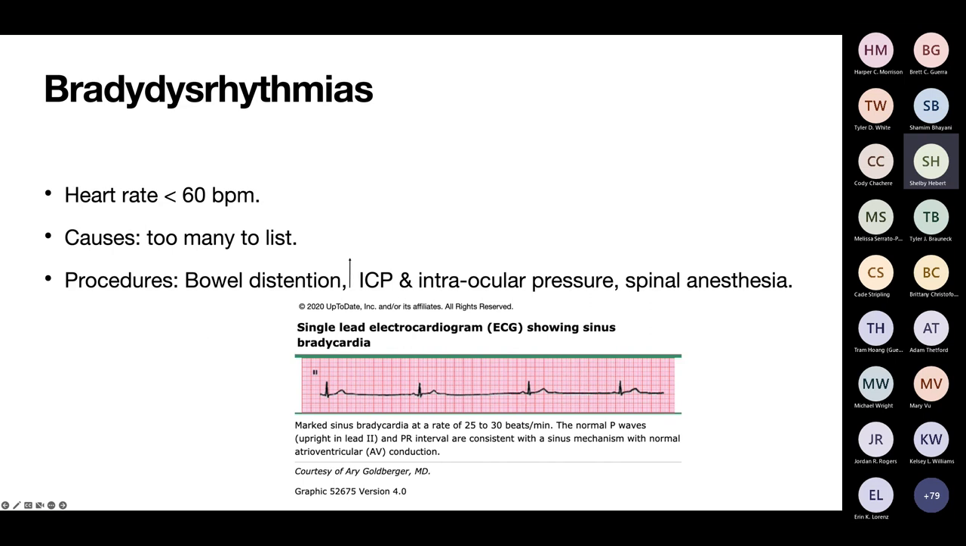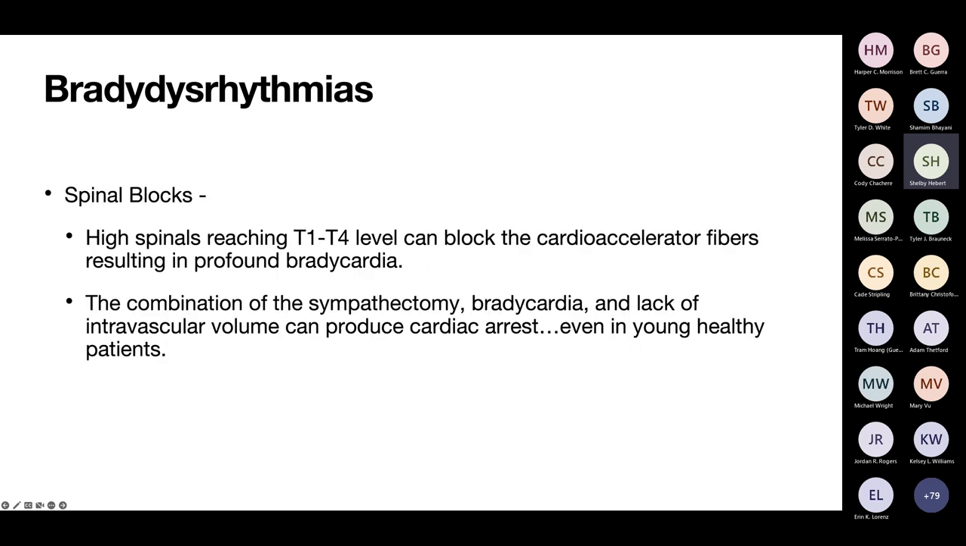Bradydysrhythmias, a heart rate less than 60. There are a ton of causes for this. Procedure specific, you may see that they've got bowel distension, elevated ICP, intraocular pressure has gone up for some reason. They may have had a spinal anesthetic done. It may be perfectly normal, but it may be something that needs to be addressed. The primary thing you're going to look at is when it becomes hemodynamically significant. So not only is their heart rate down, but their blood pressure is down or they're not maintaining as well.